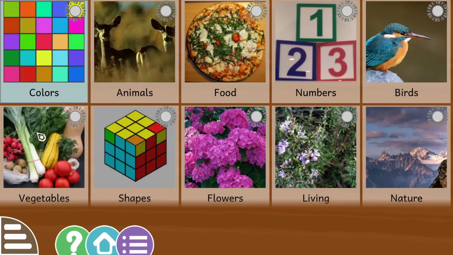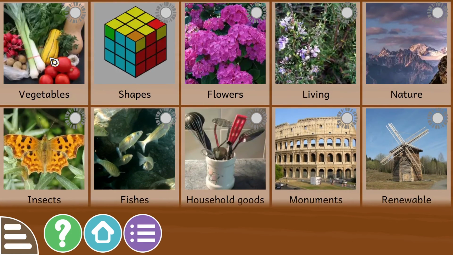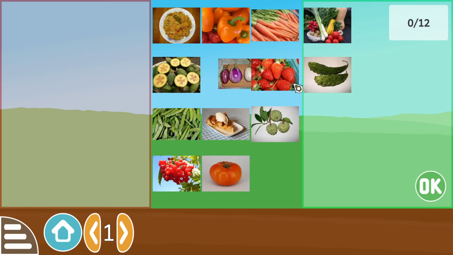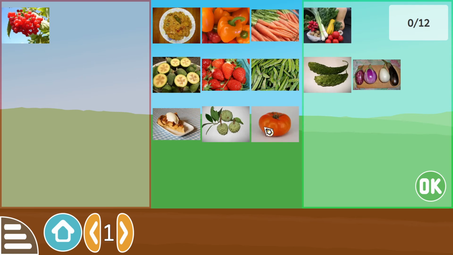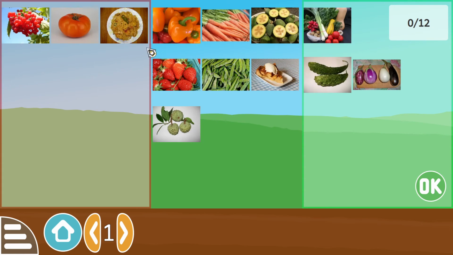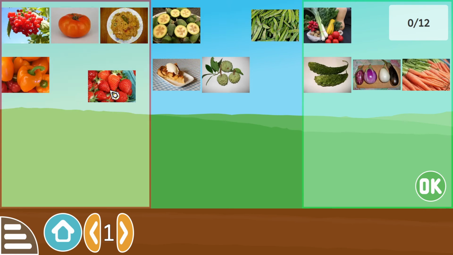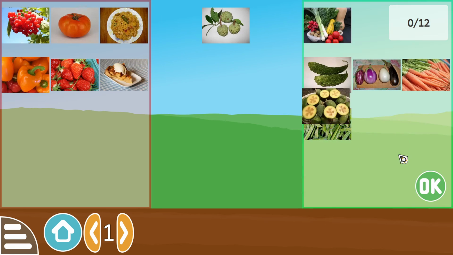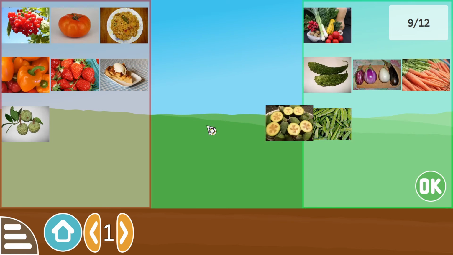And back to the beginning. So nearly done. Vegetables. Place the vegetables to the right and the other items to the left. I think it might get a bit tricky here as to what's a vegetable and what's a fruit. Yeah, messing this around.